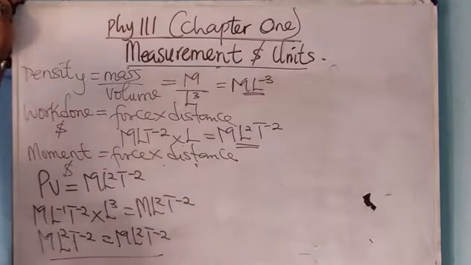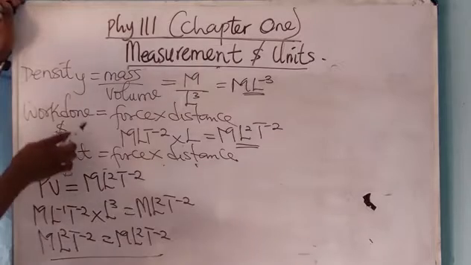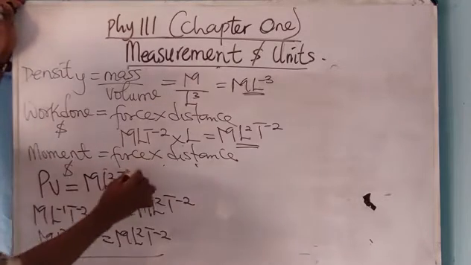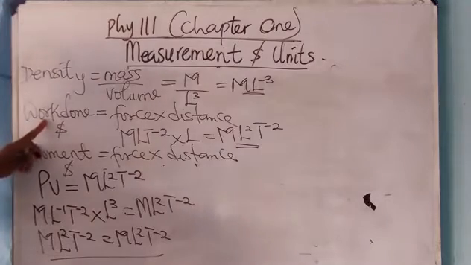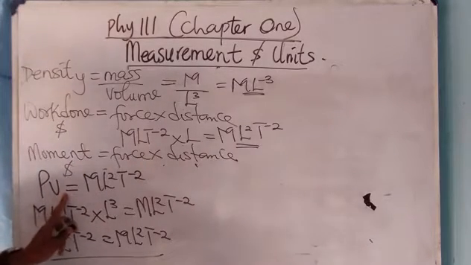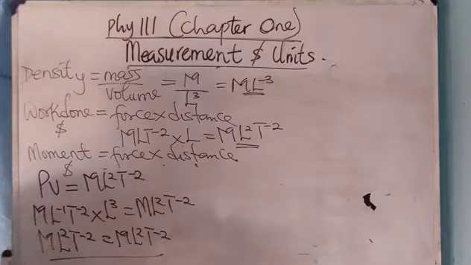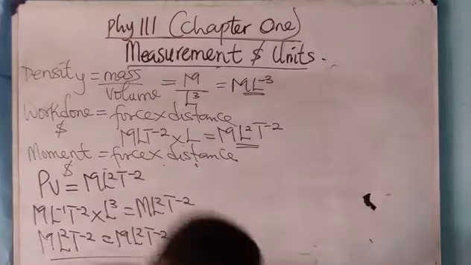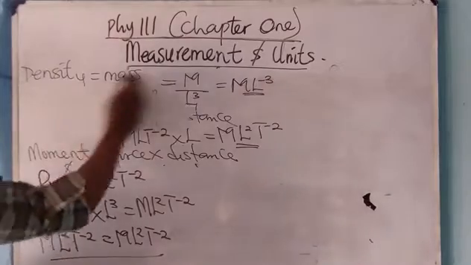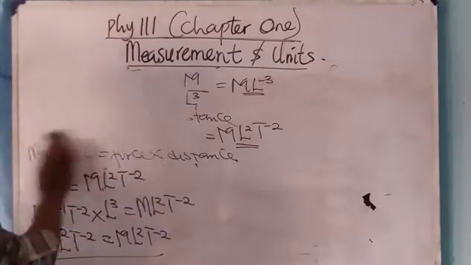Therefore, work done, moment, and Boyle's law have the same dimension. So they are dimensionally the same. Take note of that. Now, what is the next one?